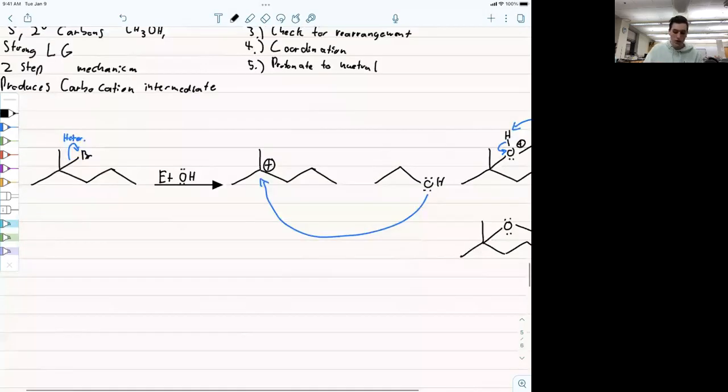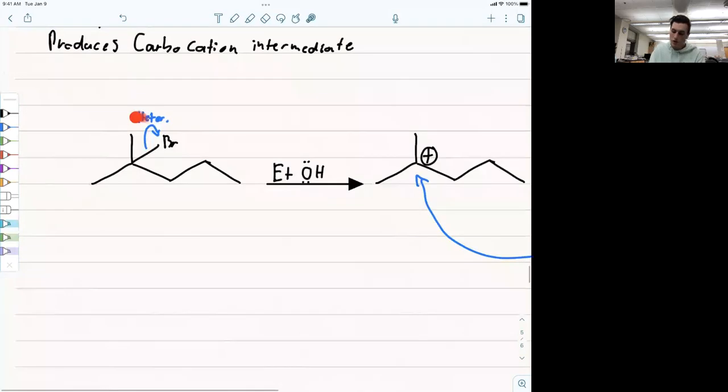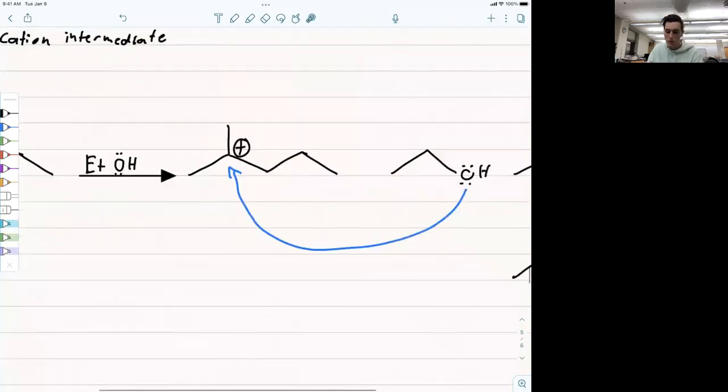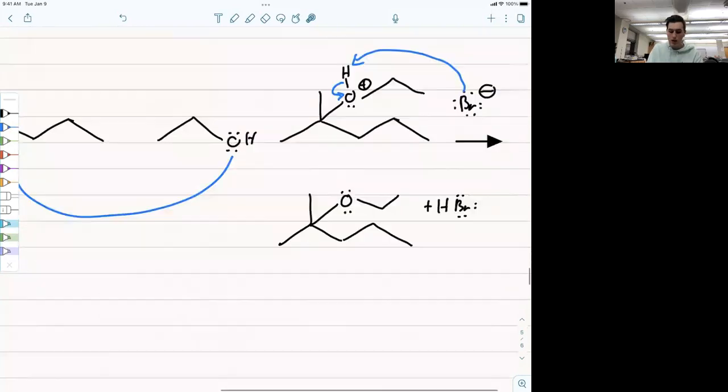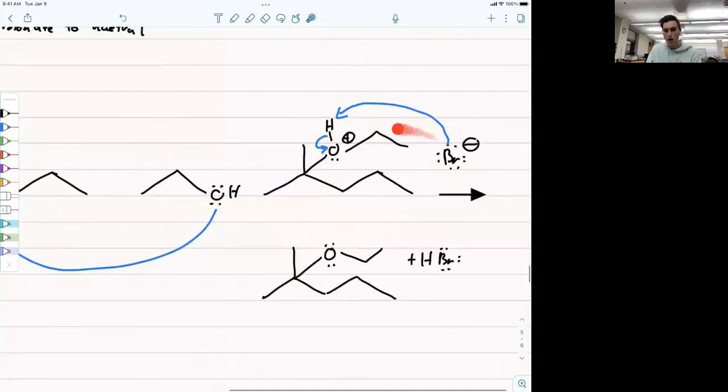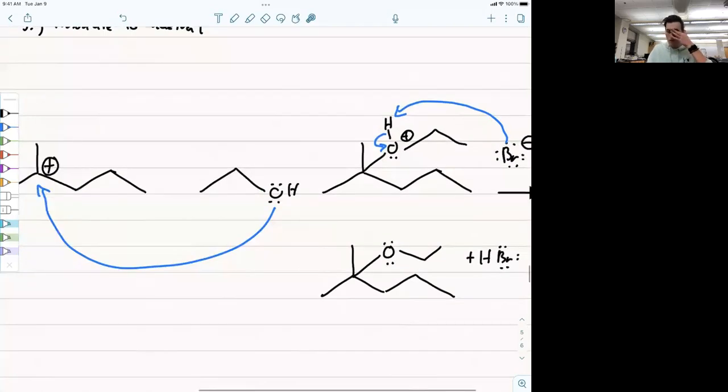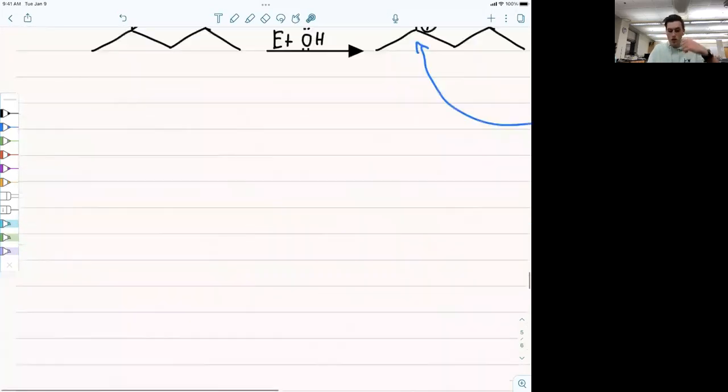So just going back over what we did, we had heterolysis of the leaving group. We checked for rearrangement, we were good. We had our coordination, and then we had to protonate this to neutral. That's also going to be called the proton transfer, whichever is more helpful for you. Now I'm going to do one in a ring. I'm going to do one that has rearrangement possible, and I'm also going to do one that's intermolecular. So we'll try with the ring.